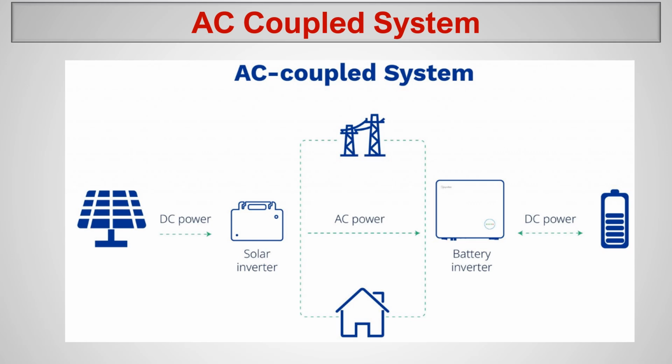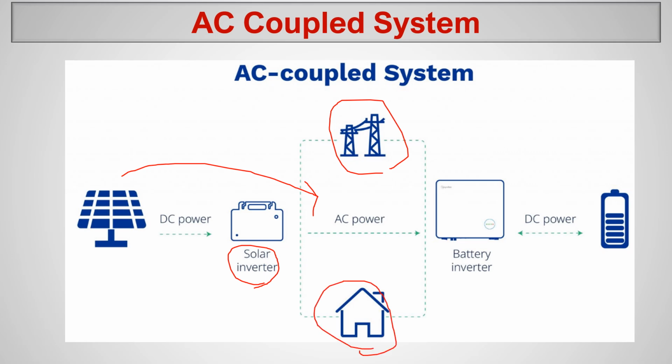Okay. So here is the solar inverter. Every power is converted to AC. Now, at this AC, there are two players. One is the grid, one is the house. Either you can send it to the grid, or you can supply to the house. This AC power you can send to the grid, or you can supply to the house.